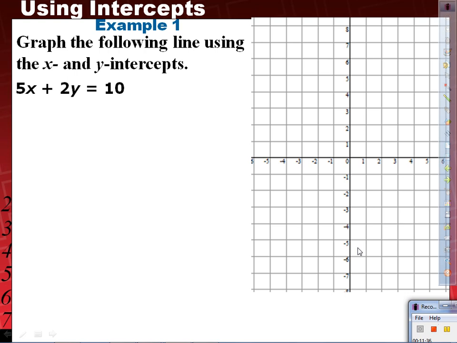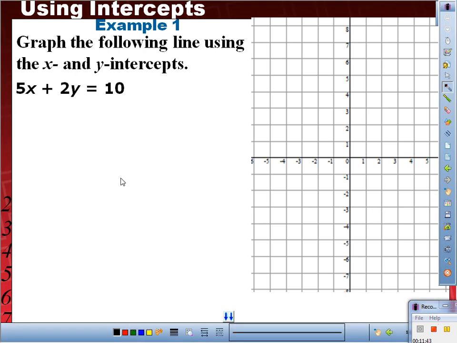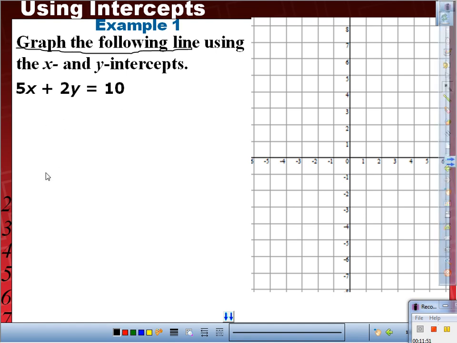So writing utensils down, look up to the screen. Look what it says here. It says, graph the following line. If it didn't say using the X and Y intercepts, do we know how to graph this line from what we did last week? Yes, we know a method, right? So what was the first thing that we did? Look up, please. Now, this is what we did last week.